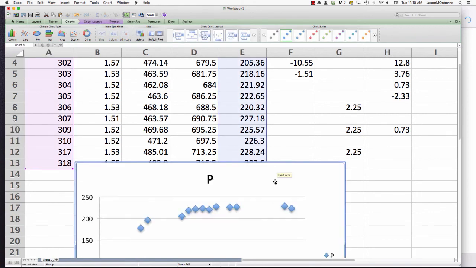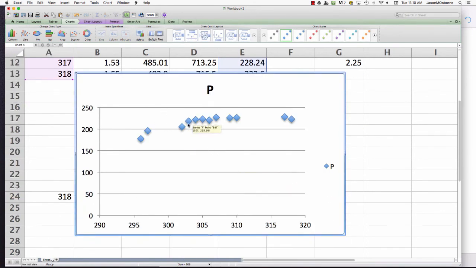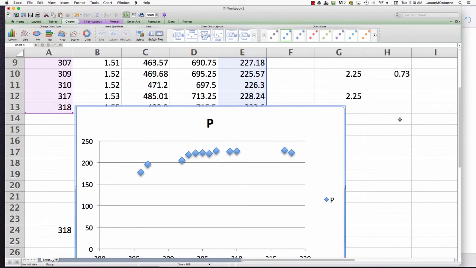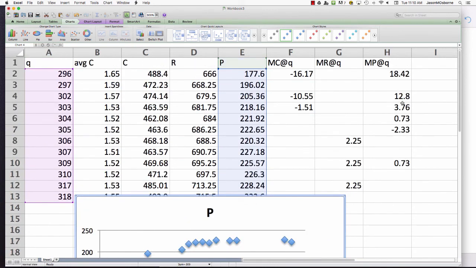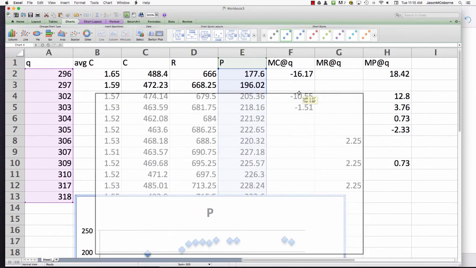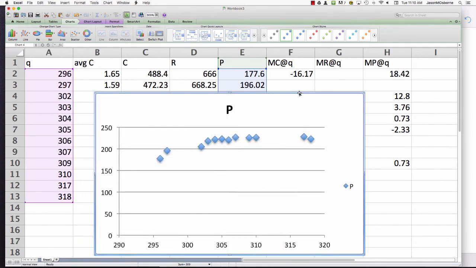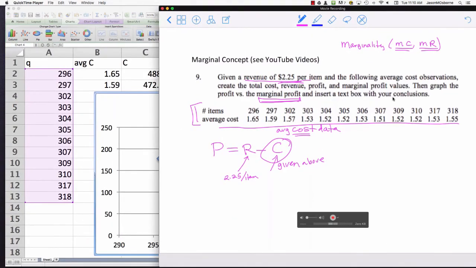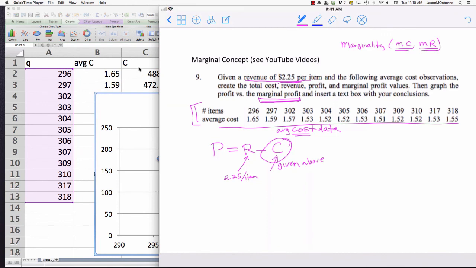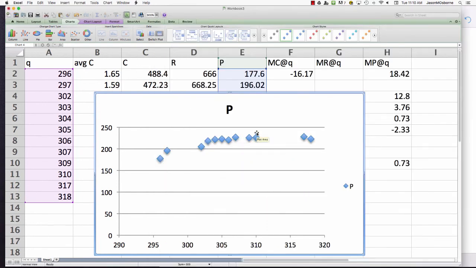So this is realistically what happens. Your profit will sometimes go up and sometimes go down, and it's the marginal profit which is telling you how your profit is going up or down at various production levels. Okay, so hopefully that's a video that gets across the idea of marginal profit and gets you thinking about the profit versus the marginal profit. Okay, so that would be the end of this video.